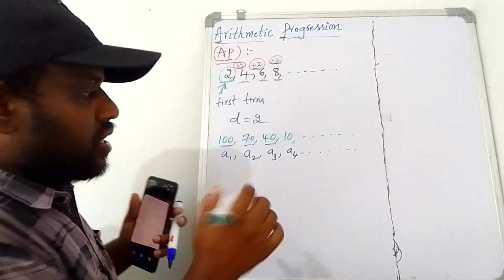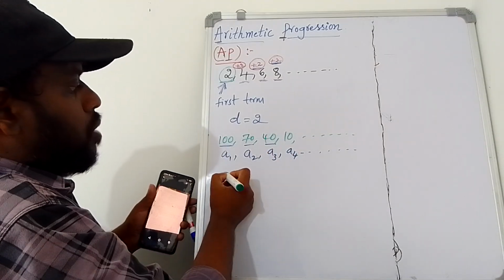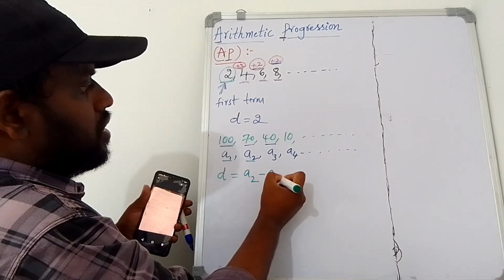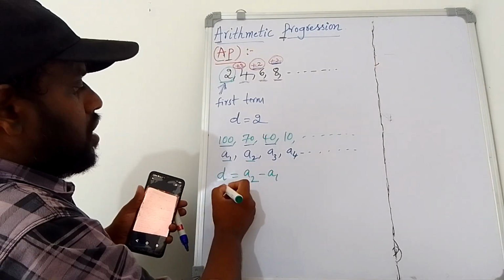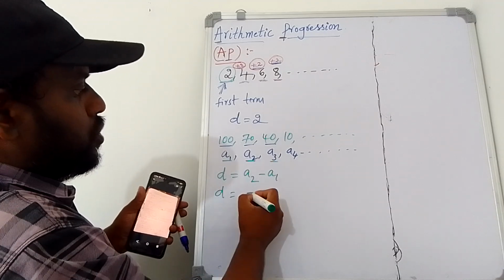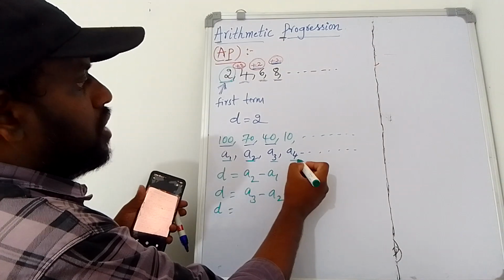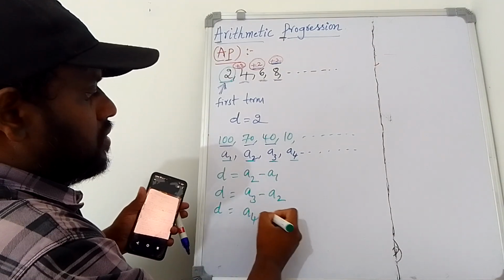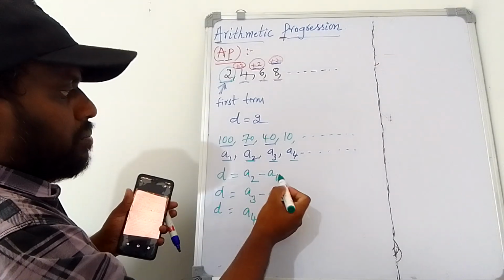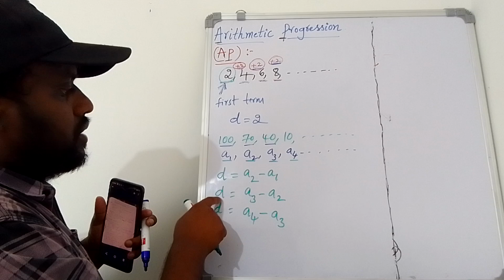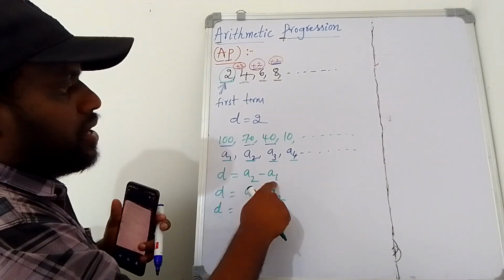In general, I have taken A1, A2, A3. The common difference D will be A2 minus A1, or you can write A3 minus A2, or A4 minus A3. A2 minus A1, A3 minus A2, A4 minus A3 all give the same common difference D. Note that it is A2 minus A1, not A1 minus A2. Very important. Here also A3 minus A2. Be very careful.